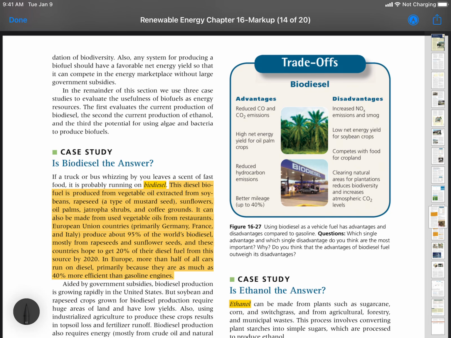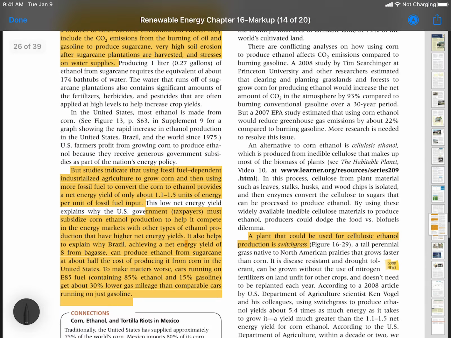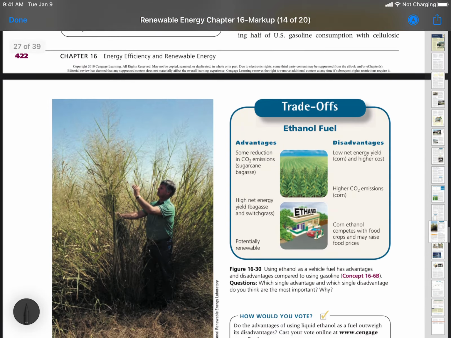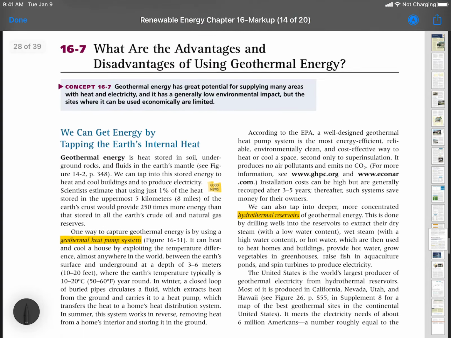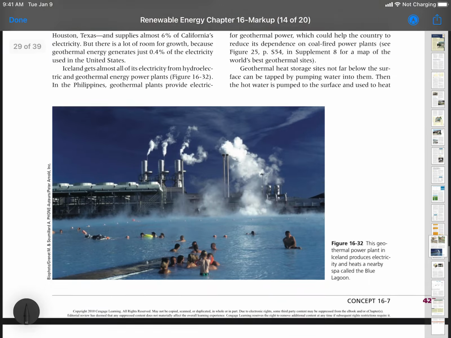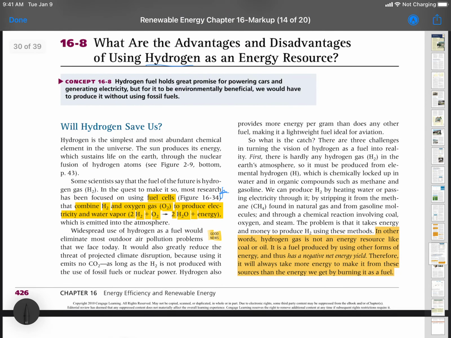There's a whole big section here on biodiesel, and there's the ethanol. We're using different plants that we can ferment and things like this to get ethanol. So all of this stuff is really important. Then you've got geothermal. Once again, that's pretty basic. And then we get into the hydrogen economy, and I'll talk about this and some things here. Here's fuel cells that I'll talk about here.